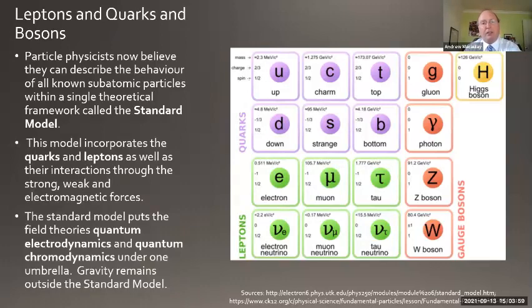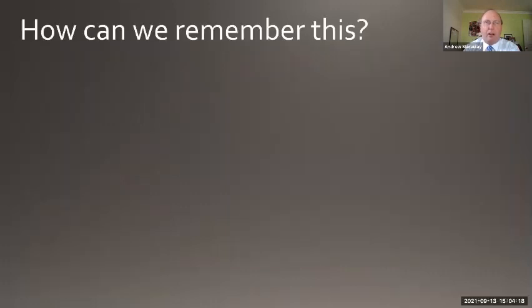Now, at the moment, you may be going, hang on, there's a huge jump from protons, neutrons, electrons. What is all the rest of this stuff about? What is an up? What is a down? Well, let's have a look at a little bit more detail. You will need to learn this. You will need to learn the structure. And the question I've got at the top there: how can we remember this?